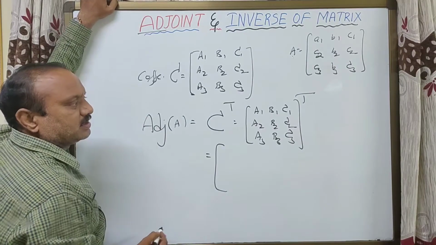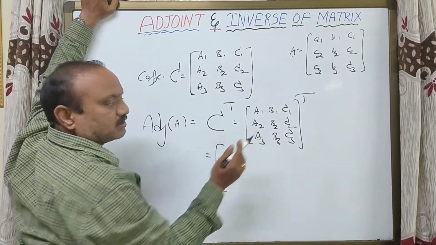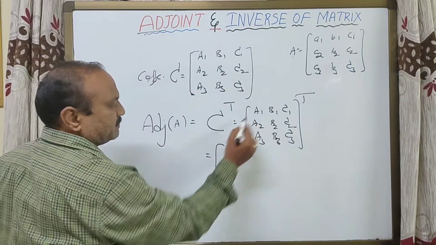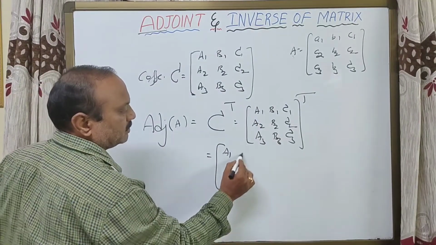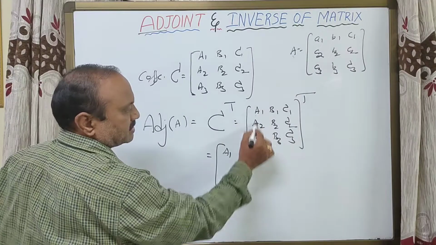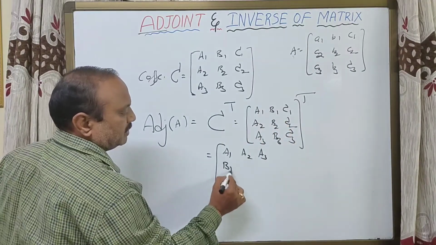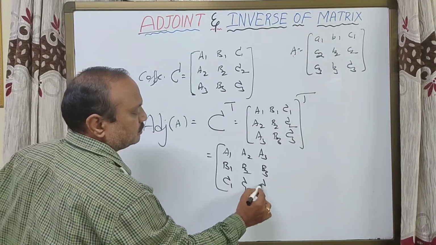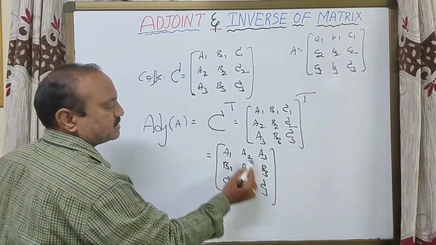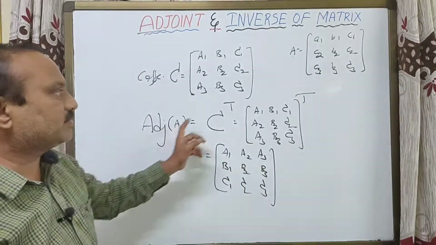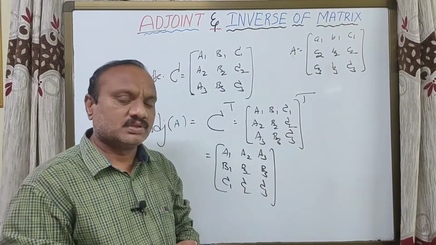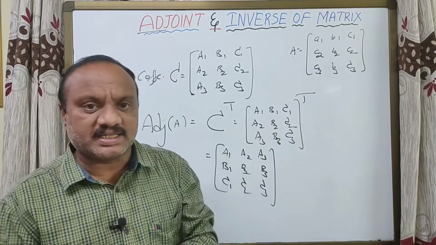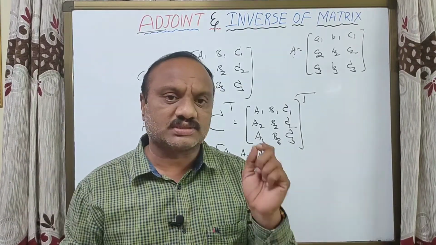Transpose means convert rows into columns, interchange rows into columns and columns into rows. This becomes like this: A1, A2, A3. This column becomes a row. B1, B2, B3, C1, C2, C3. So this matrix is known as the adjoint of the matrix A. Okay students? Now how to find the adjoint of the matrix in a short way, in a shortcut way?